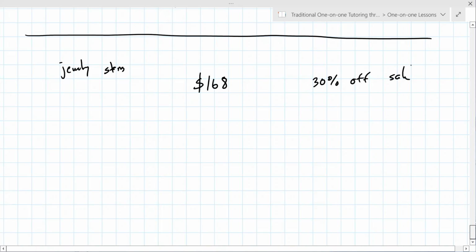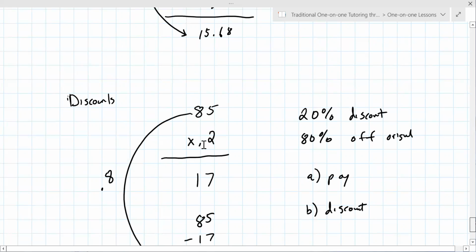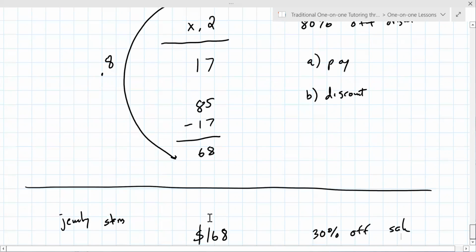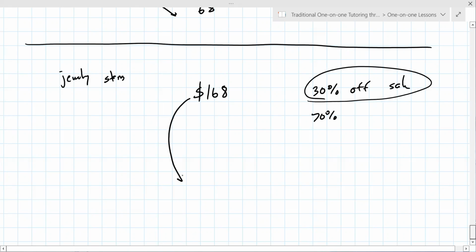Well, here's what they don't do. They don't go up here and multiply by 0.3 and then subtract. If it's 30% off, they multiply by 70%. And that's what you've got to get in the habit of doing. If you see a discount, you immediately go 100 minus that, or 1 minus the decimal. So to get the new price, you're going to multiply this by 0.7, because you don't care what the discounted amount is. You care about what you're going to pay, not the discount. So it'd be 117.6. Yes, something like that.